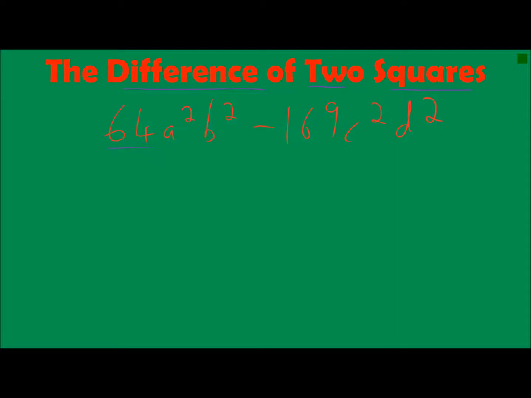64, square root of 64, so what by what gives you 64? You can use your calculator if you like. 8. Square root of a squared is a, and the square root of b squared is b. Minus square root of 169 is 13, square root of c squared is c, and d squared is d. Good start, but it's difference of two squares, you need two brackets, keep going. In the second bracket, it's the exact same thing, except we have a minus. You can try it out to check that you're right, but if you're confident, you're sorted.